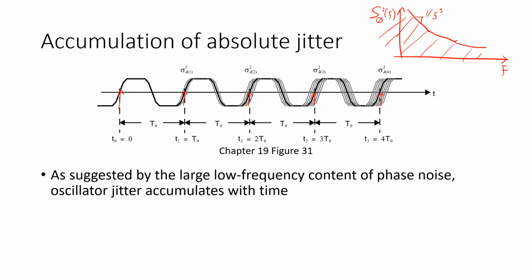But in any case, these jittery edges do accumulate. The jitter in subsequent clock edges accumulates over time, and as a result, the absolute jitter increases without bound, which is yet another reason that absolute jitter is a little bit difficult to wrap our brains around.